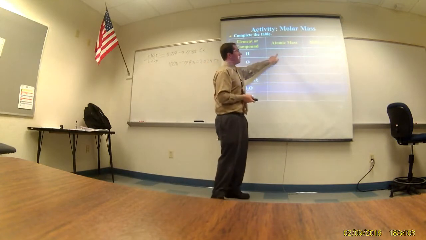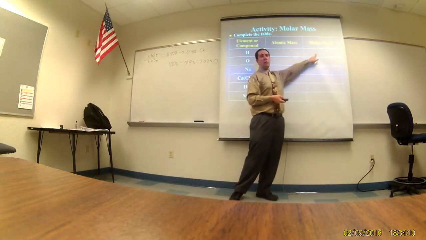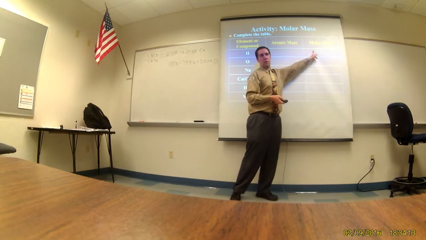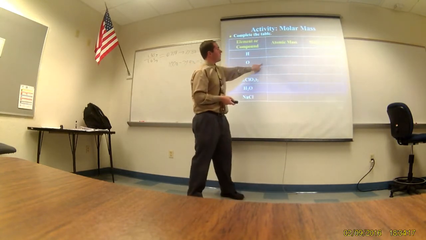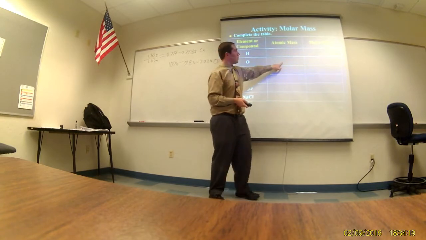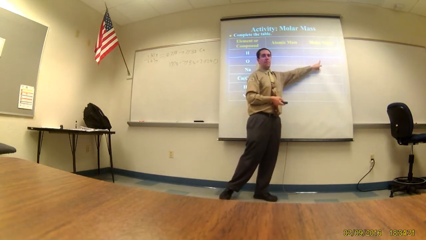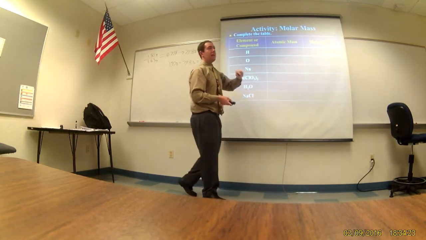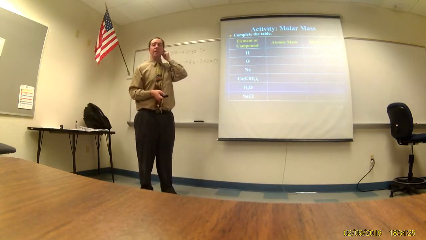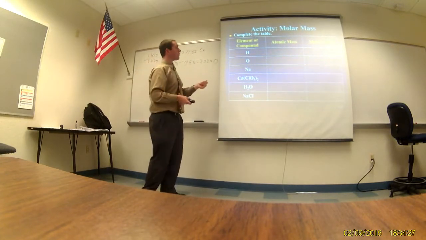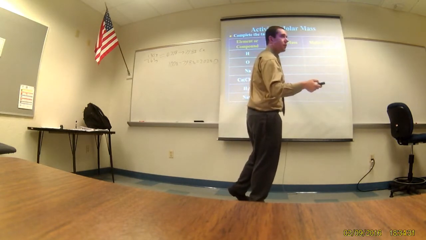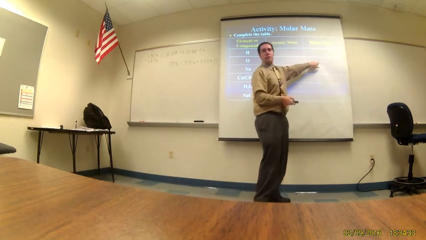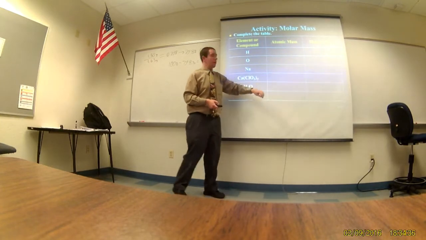The atomic mass is 1, but in each molecule there are 2 of them. So the molar mass is 2 grams. Same thing with oxygen. The atomic mass is 16. So what is the molar mass? 32. If you're dealing with something that is not diatomic, say sulfur, sulfur is, I think, 32. The molar mass is also 32.